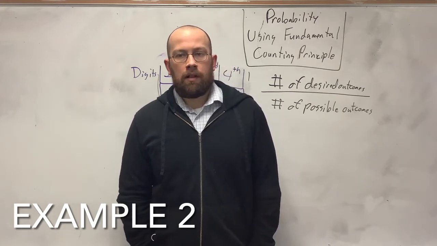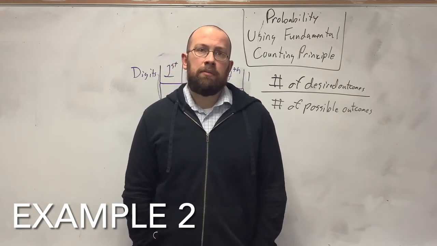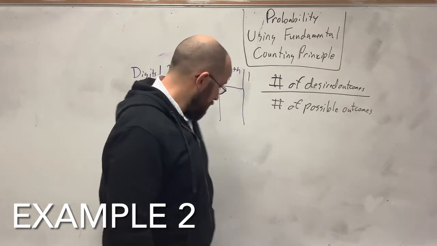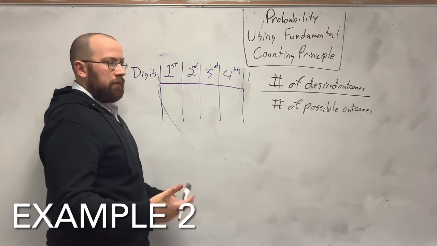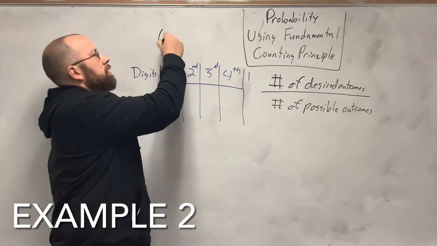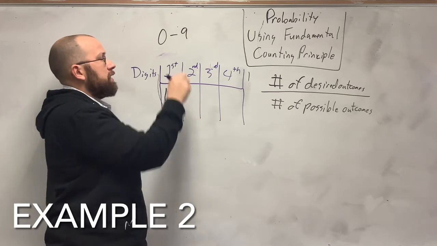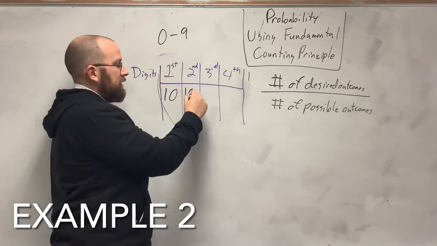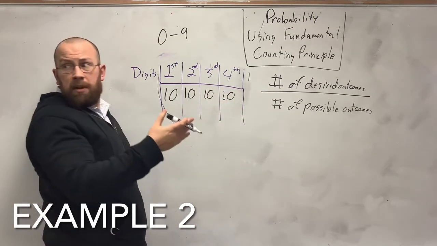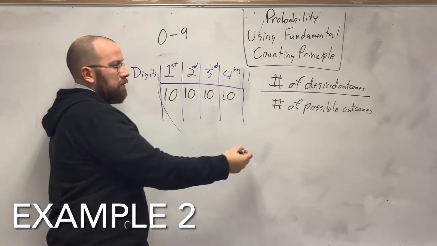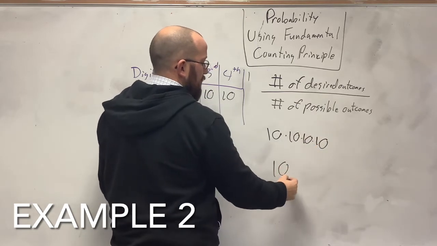All right, this first one's about a PIN code that's 4 digits long. The numbers can be between 0 and 9, and each digit can be repeated. Let's start by finding the number of possible outcomes. You have 10 choices for your first digit because there are 10 numbers. Same for the second, third, and fourth, since they can all be the same number. So 10 times 10 times 10 times 10 gives you 10,000.